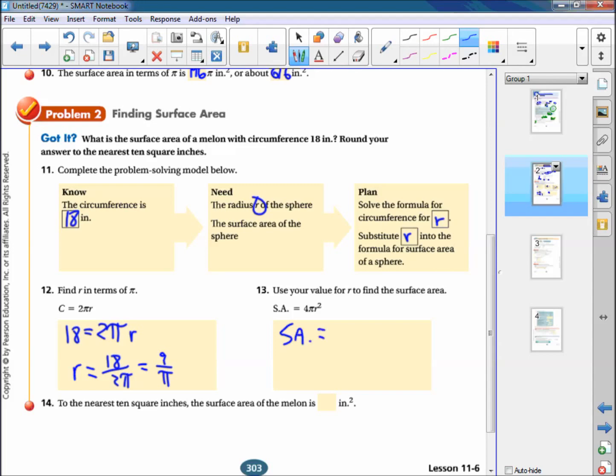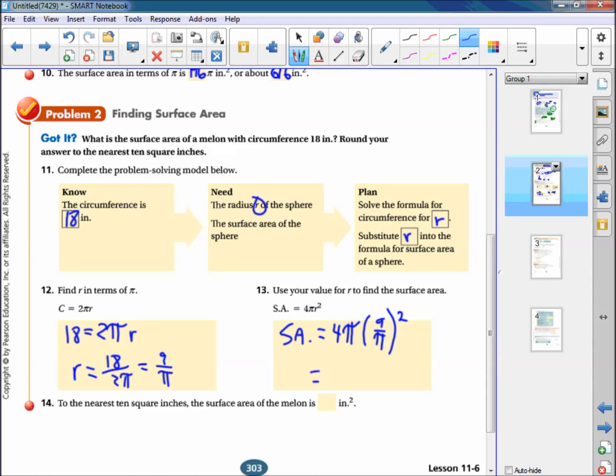Okay, so now we're going to go over here to get our surface area, because we know what the radius is. So the surface area is going to be 4 times pi, and in place of r, we're going to put 9 over pi, or you could put 18 over 2 pi in there, squared. Okay, and then we're going to simplify.